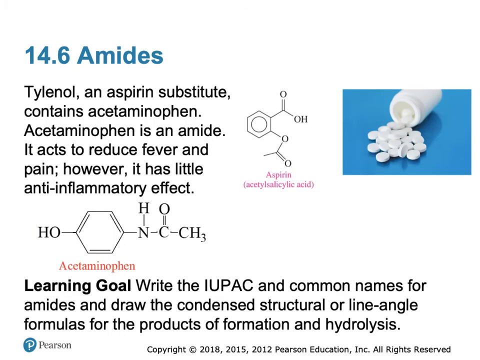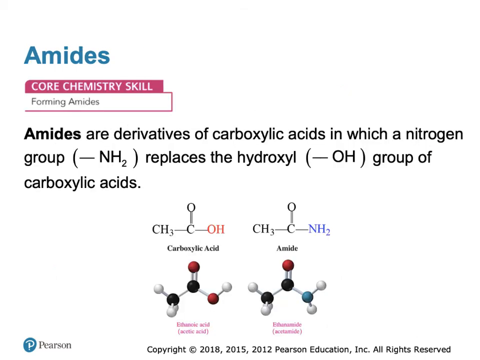We are going to look at amides. As I said to you before, amides are found in proteins. An amide is when you have a nitrogen bonded to a carbonyl group. You're not going to have to write the IUPAC names, no IUPAC names and common names. You will have to draw structures based upon molecular formulas, and we will also look at the products for formation and hydrolysis. So amides are derivatives of carboxylic acids.